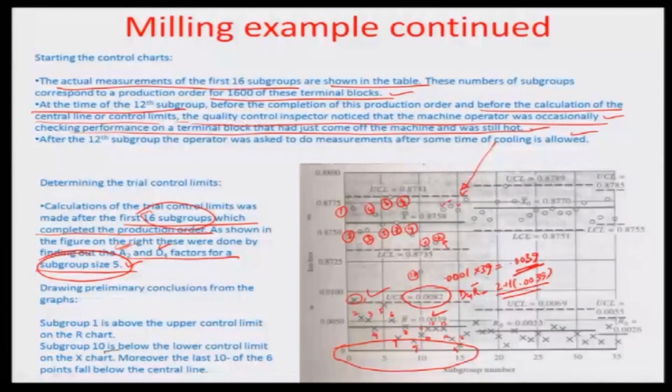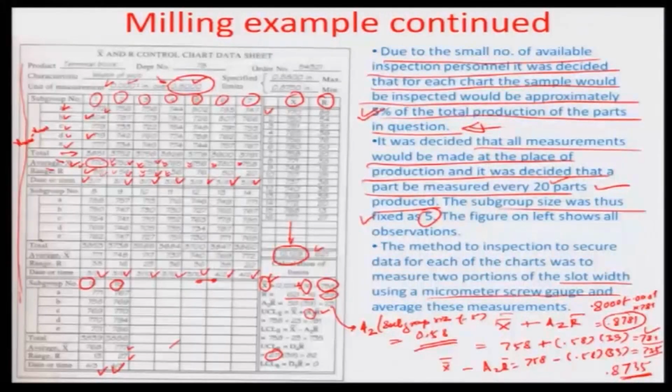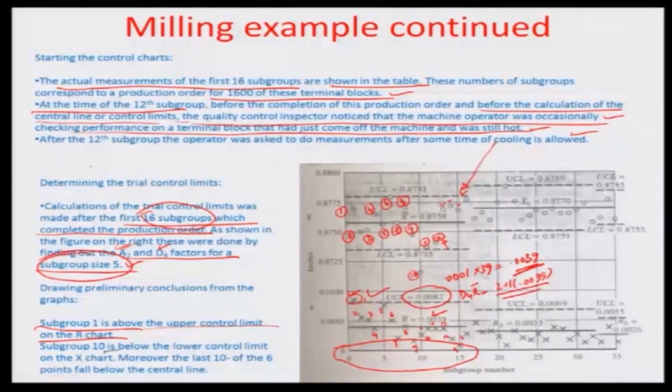What is important here is the subgroup 1 is above the upper control limit on the R chart, that is what you can see right away. Upper control limit is 0.0082, and the data that was recorded was 0.0085, so it is well above the upper control limit of the range chart. Subgroup 10, for example, is below the lower control limit on the X chart. So this right here, the 10th figure, is actually below the LCL on the X chart. Moreover, the last 6 of the 10 points fall below the central line.